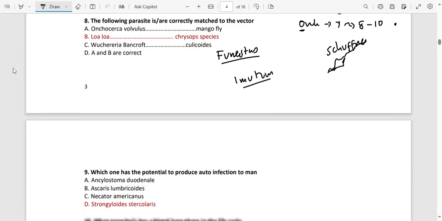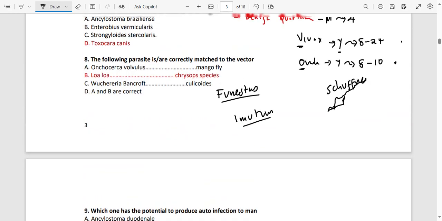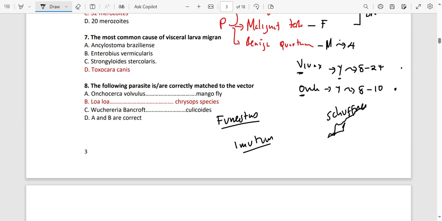Okay. Number 9. Which of the following has the potential to produce... I've left out. Oh, question 7. The most common cause of visceral larva migrans: Ancylostoma braziliense, Enterobius vermicularis, Strongyloides stercoralis, Toxocara canis.